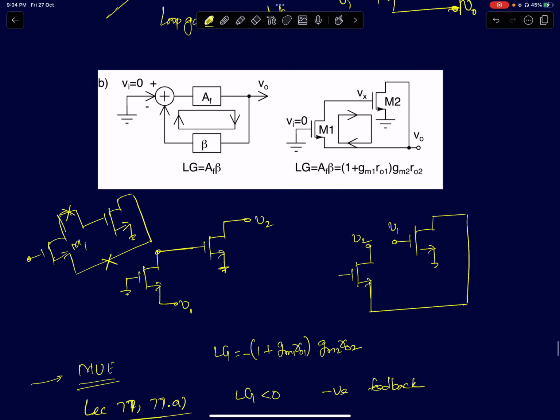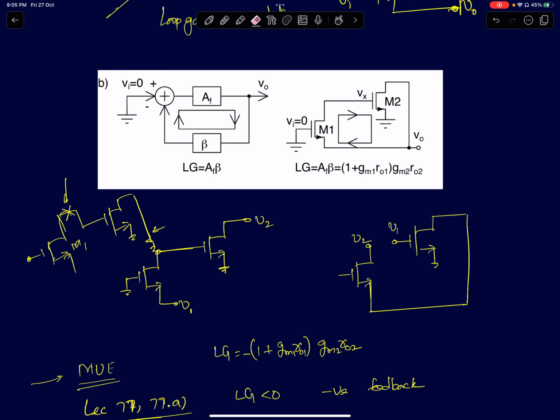So coming back here, I can break the loop at this point or at this point. Whenever you're breaking it, you should try and break the loop where the input impedance seen into one of the nodes is infinity. If so, then it's perfectly fine. You can just apply a test voltage and calculate the loop gain. Otherwise, you have to terminate both these nodes by the impedance looking into the node itself. So that's what you need to do.